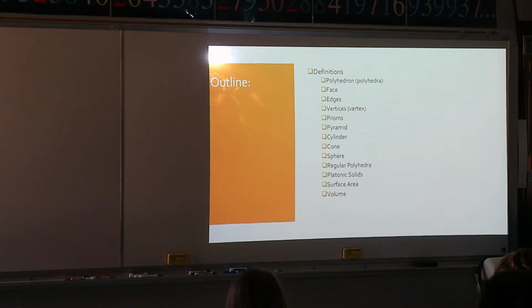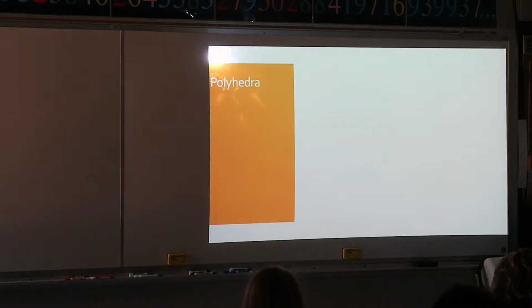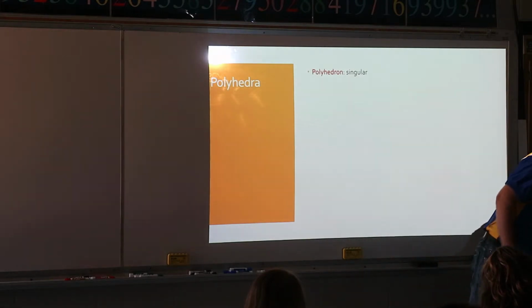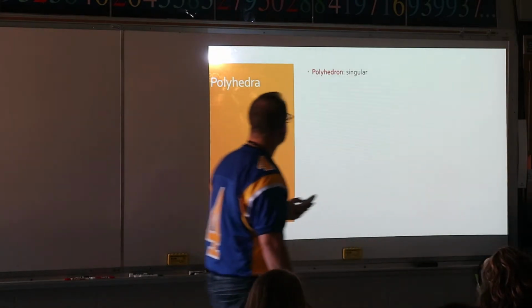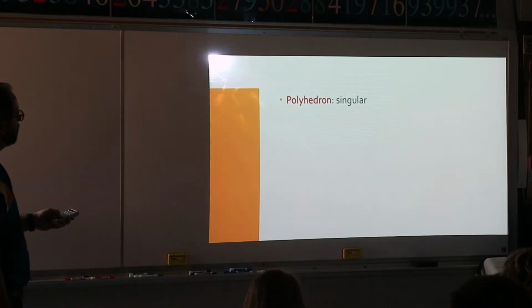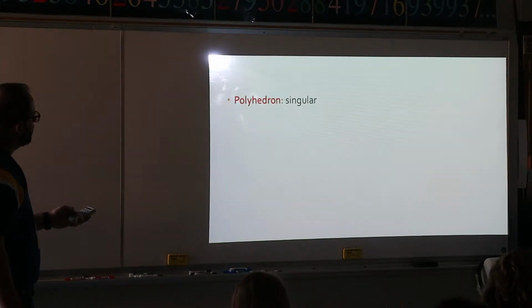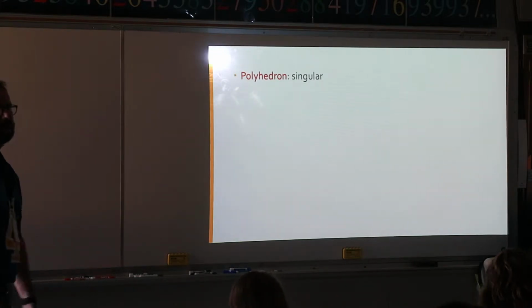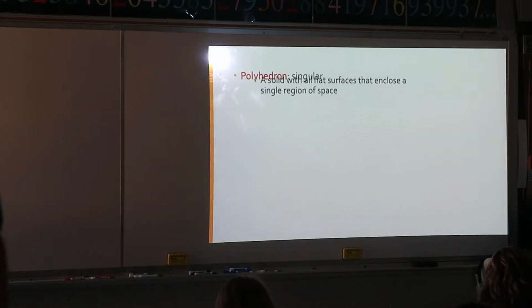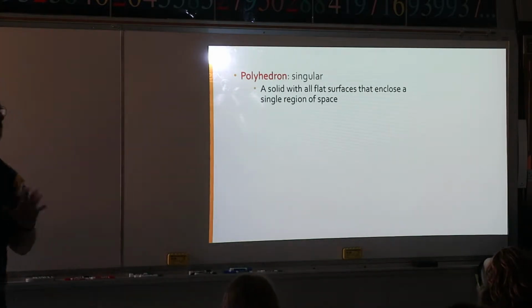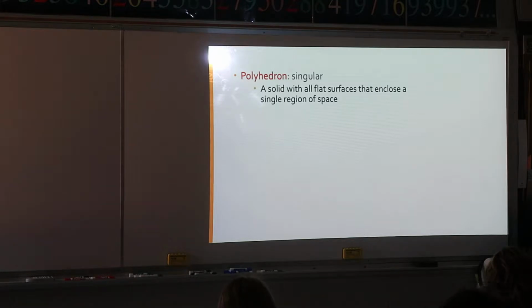Let's talk about polyhedra. Let's go through the definition here. A polyhedra, by definition, singular is polyhedron. So I'm going to zoom in here so it's easier to see. These words are really small. Okay, polyhedron. It is a geometric figure. It's a solid that has flat surfaces, right? Flat surfaces on the walls, and it encloses a single region of space.